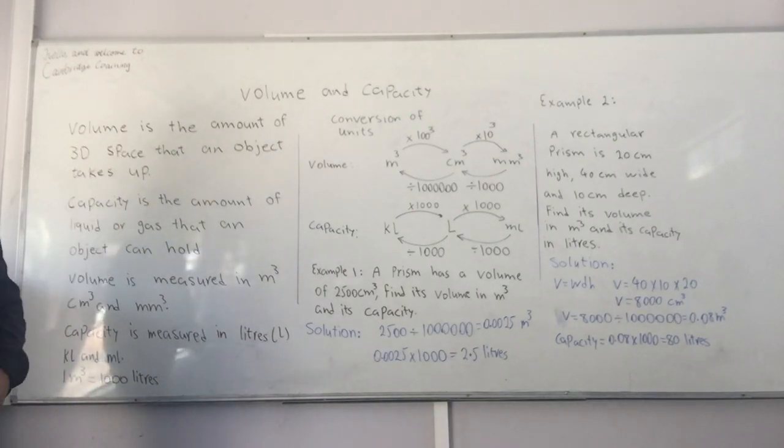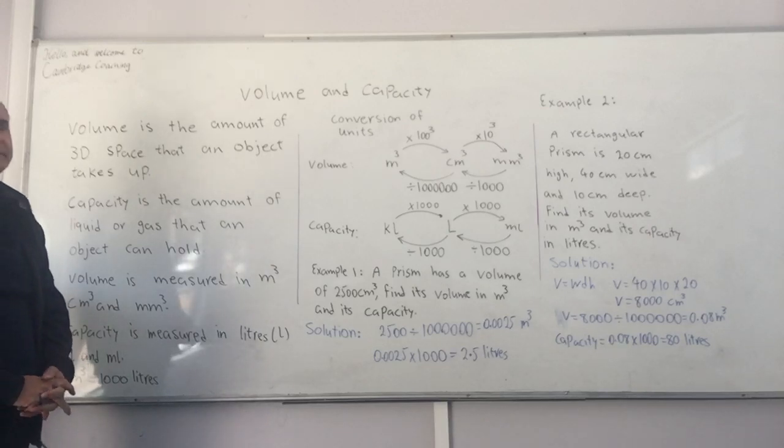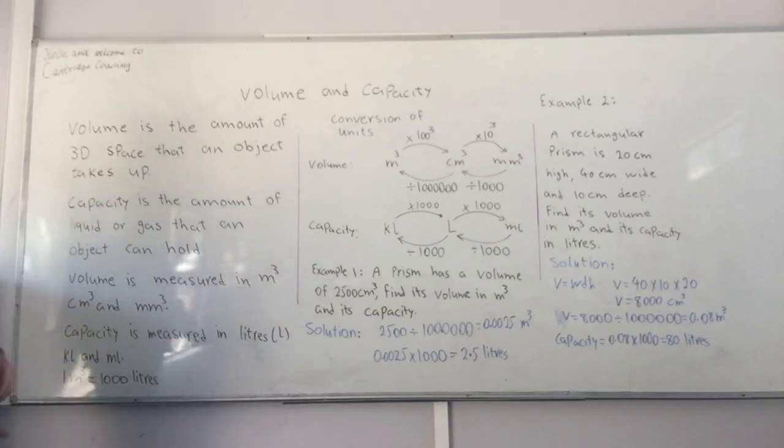What is volume? Volume is the amount of 3D space that an object takes up. Right? The amount of 3D space that an object holds, occupies, is called its volume. But on the other hand, capacity is the amount of liquid or gas that you can put inside an object, the amount that an object holds inside it.